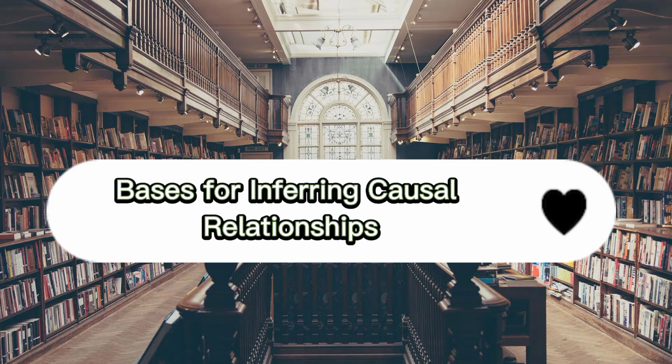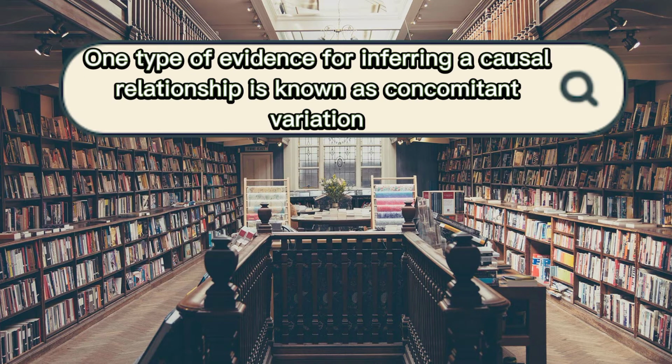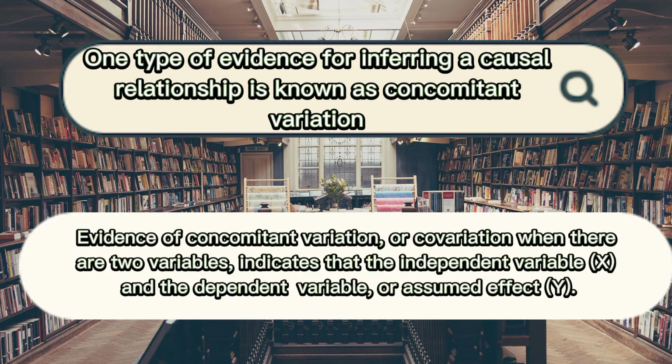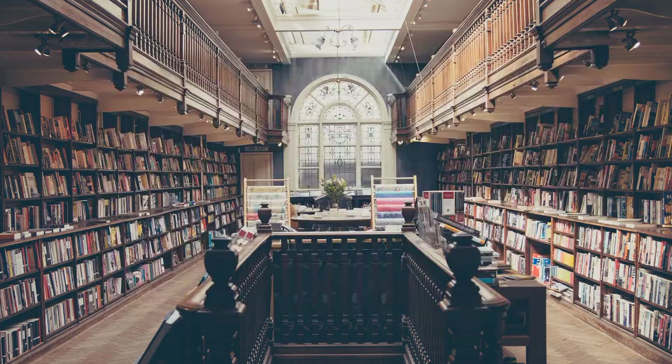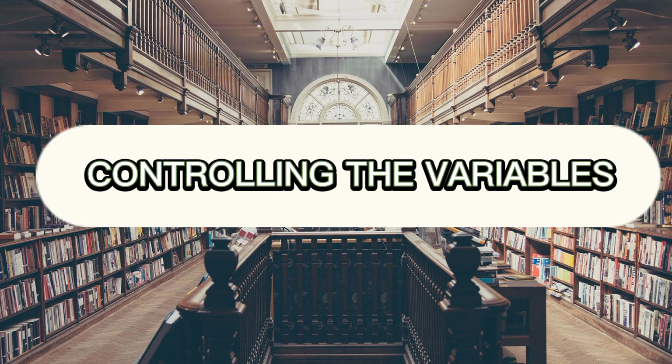Bases for inferring causal relationships. One type of evidence for inferring a causal relationship is known as concomitant variation. Evidence of concomitant variation, or covariation when there are two variables, indicates that the independent variable X and the dependent variable or assumed effect Y vary together. In the case of a hypothesis that predicts that the independent variable is a contributory condition of the dependent variable, the logical consequence next is controlling the variables.